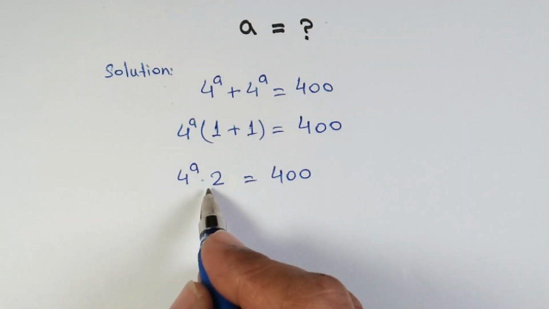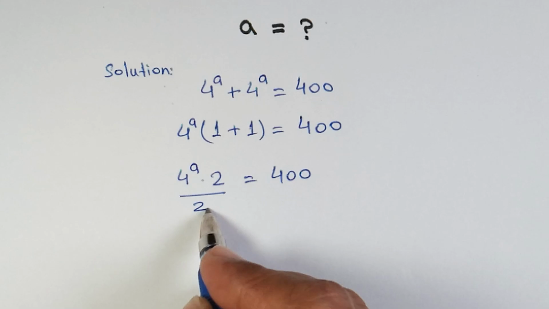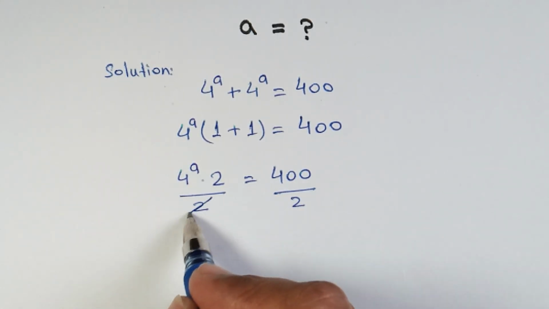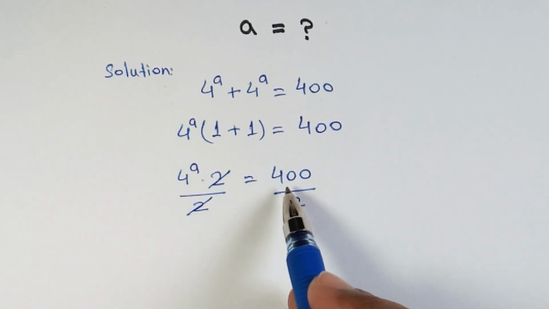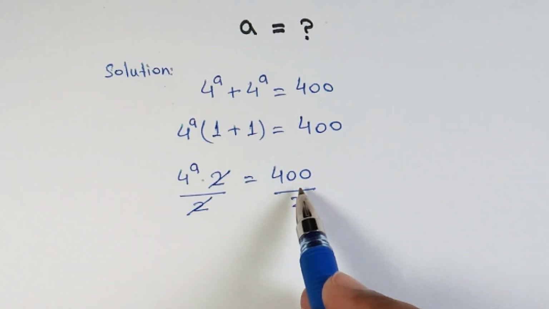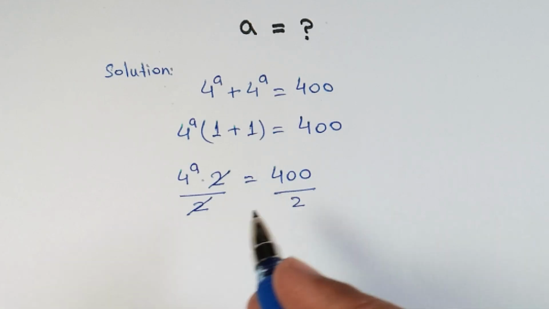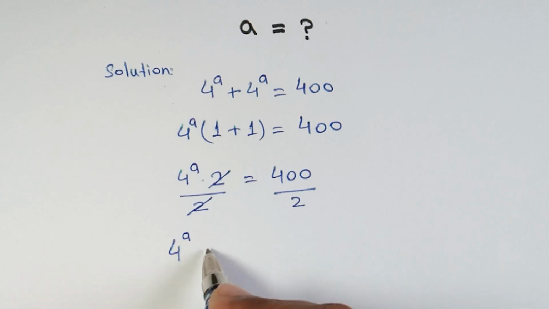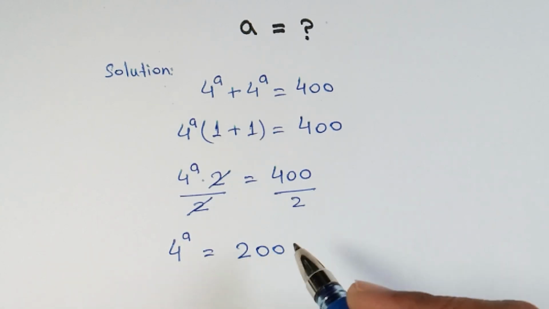So now here we have to reduce these two. For this we will divide 2 on both sides. So here these 2 will cancel these 2, and on the other side 400 divided by 2, which is 200. So now the next step is 4 power of a is equal to 200.